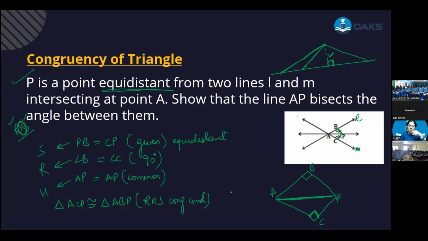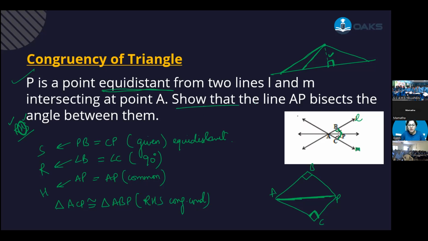Right? Do you all agree? Everyone? I'm trying to make you understand. So, RHS, that is right angle, hypotenuse, and one side. All these three things are equal in both the triangles. So, two triangles are congruent.